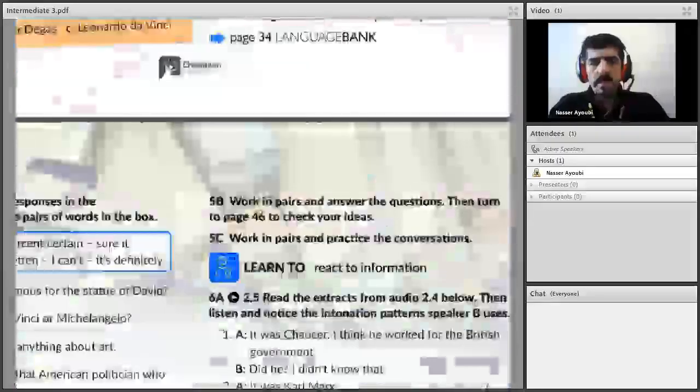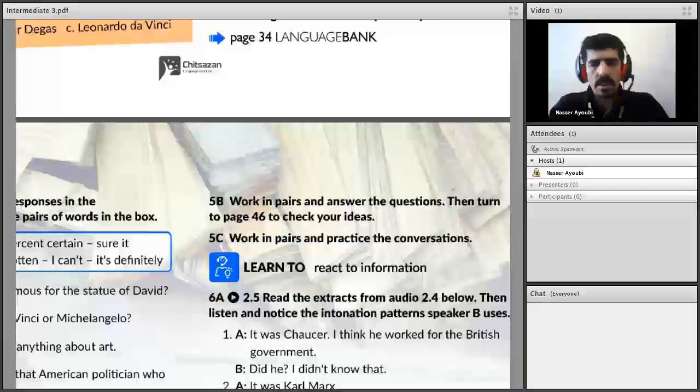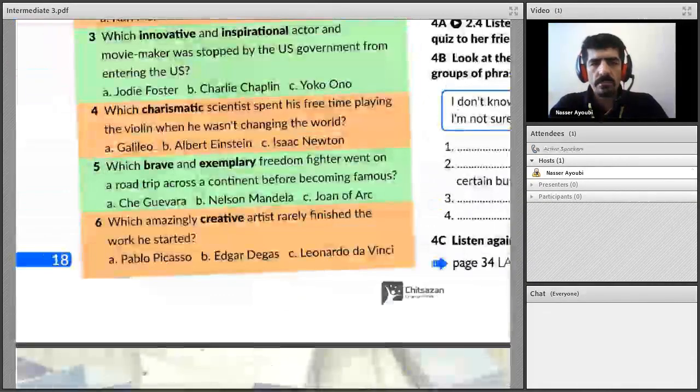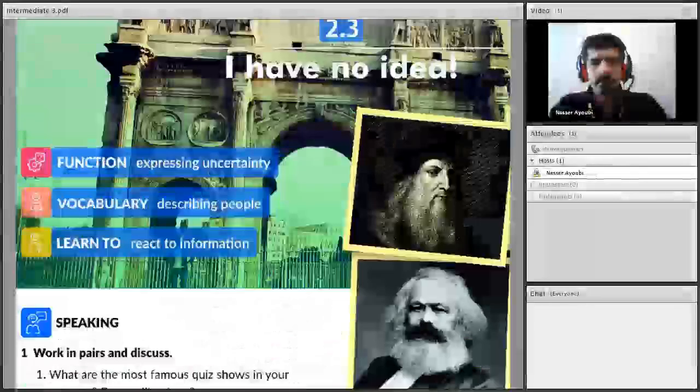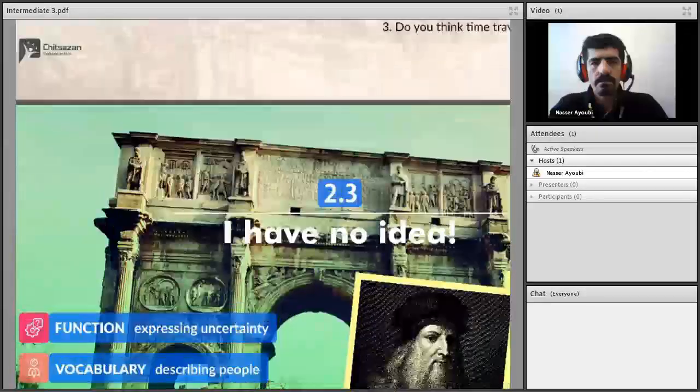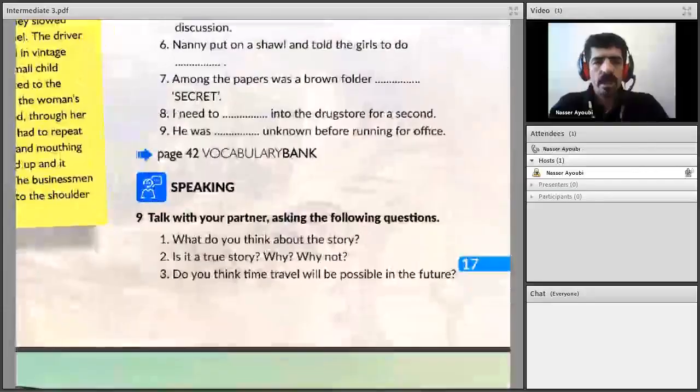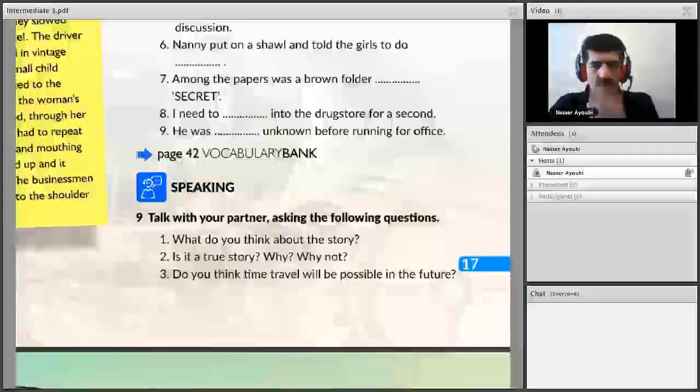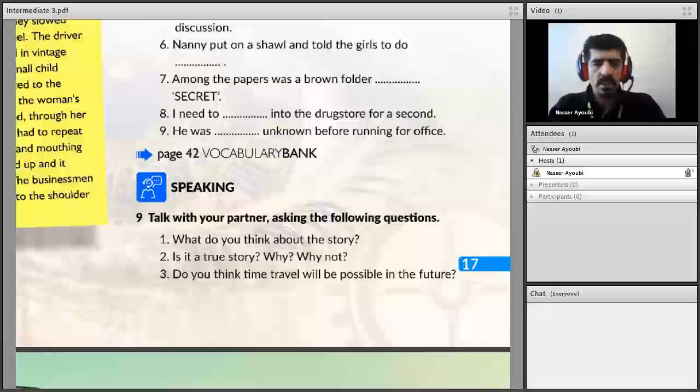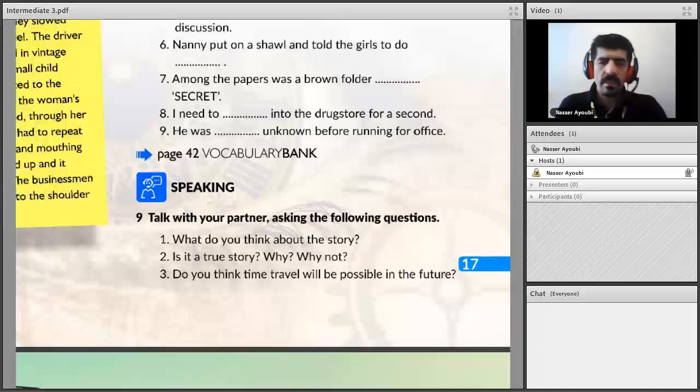Back to page 17. So, speaking: talk with your partner, asking the following questions. What do you think about the story? Is it a true story? Why? Why not? Do you think time travel will be possible in the future? You can ponder over these questions and come up with your opinions. You can have some notes, then talk about the questions and the subject, record your voice and listen to your discussion.